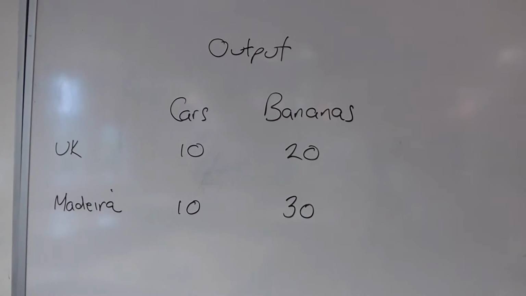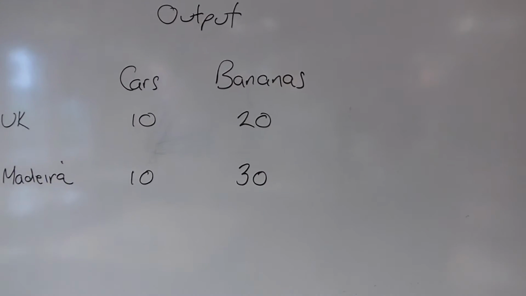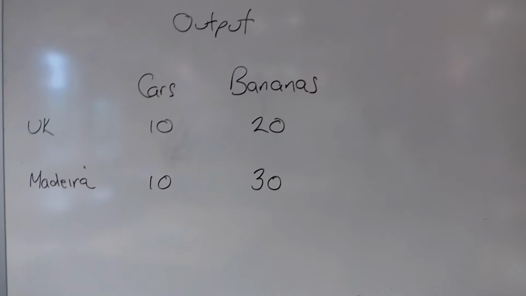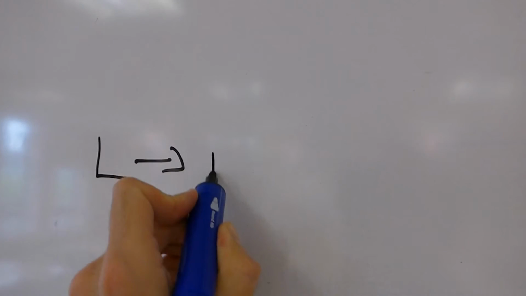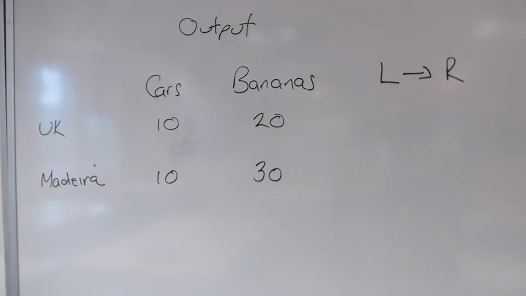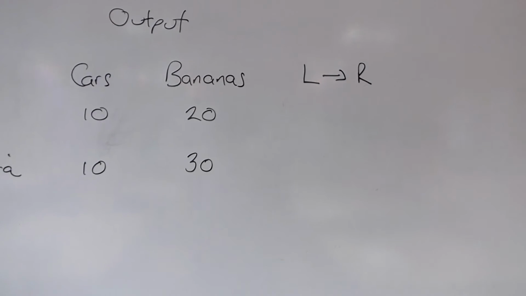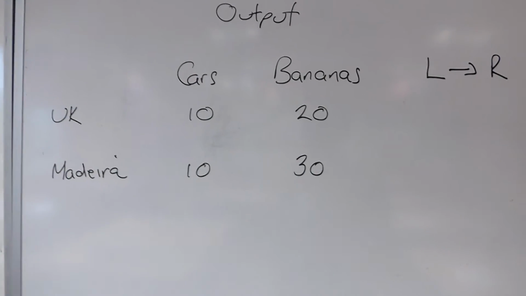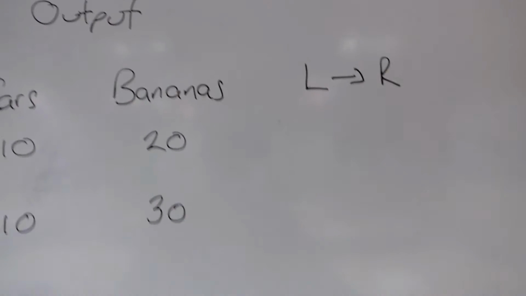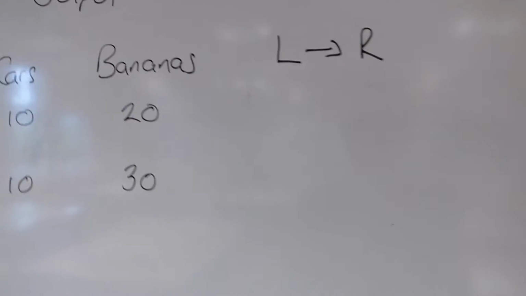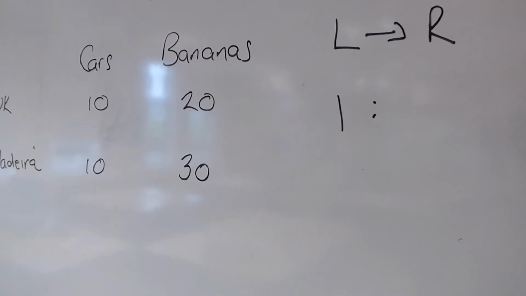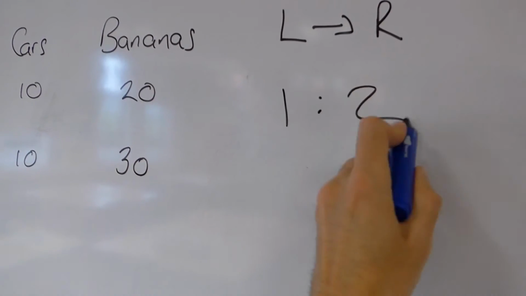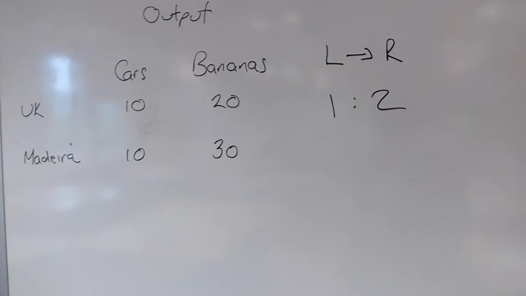So you can see in this table, once again we're talking about output. I've changed the figures slightly just to make things easy for us. And so what we're going to do first of all is work out, going from left to right, the relative opportunity costs. So you can see that the UK produces either 10 cars or 20 bananas. Now, in terms of a ratio, that clearly means that for every one car that the UK produces, they can produce 2 bananas. So we get a ratio there of 1 to 2.